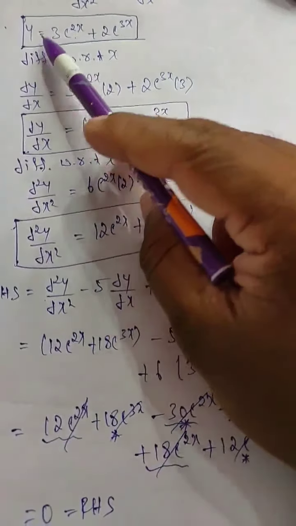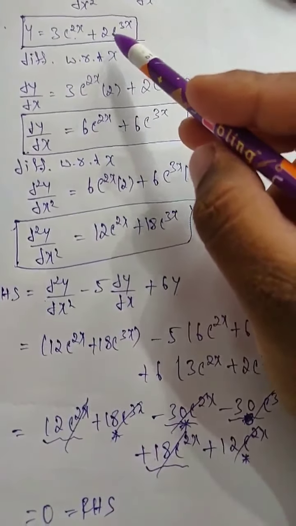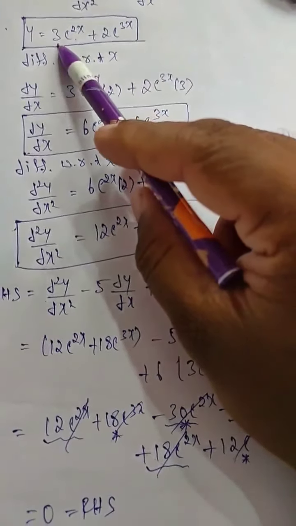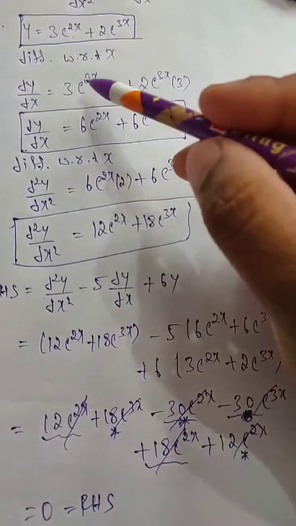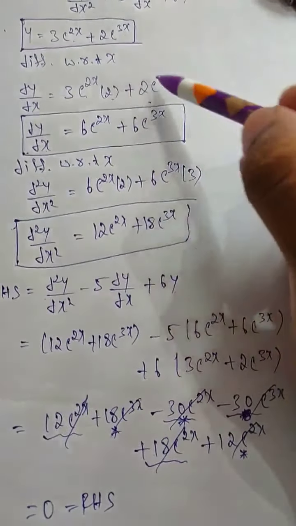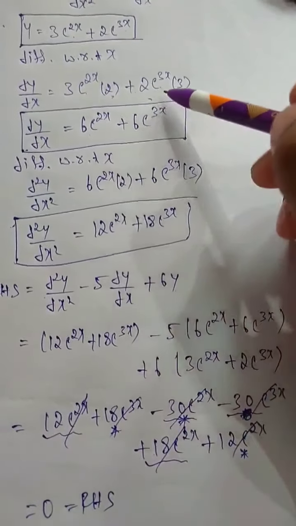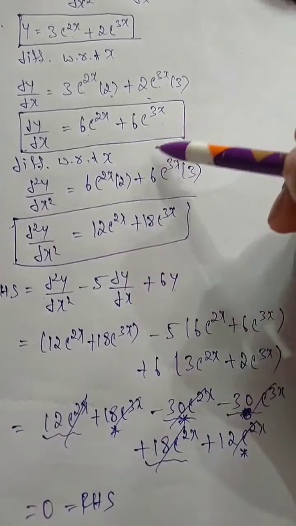The given problem is y is equal to 3 e to the power of 2x plus 2 e to the power of 3x. Now differentiate with respect to x. Here 3 is a constant. The differentiation of e to the power of 2x is e to the power of 2x into 2. Here 2 is a constant. The differentiation of e to the power of 3x is e to the power of 3x into 3. 3 twos are 6 e to the power of 2x, 2 threes are 6 e to the power of 3x.